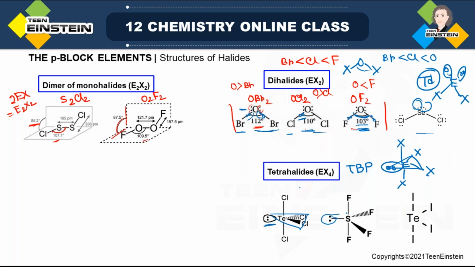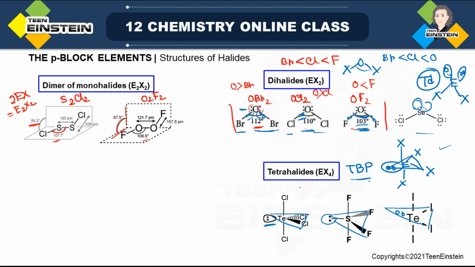Then again lone pair, TBP geometry for SF4 and TiI4. Here the lone pair is not given. But one question you will see frequently is what is the geometry, that is the shape, of this type of molecule. This is the general structure, right? Now if you consider the lone pair, it is TBP geometry.